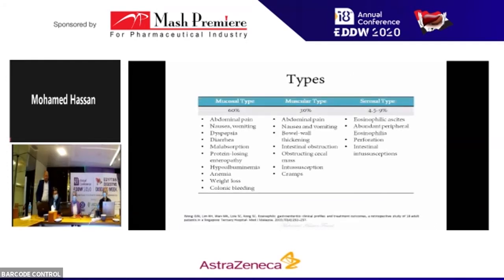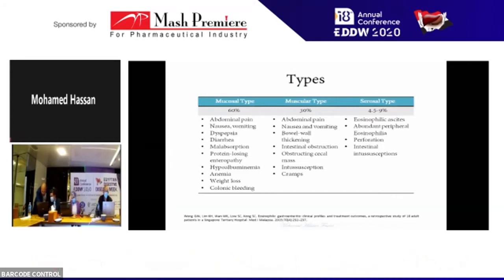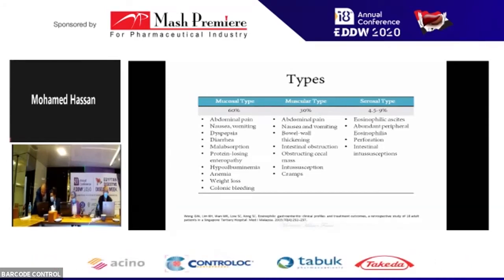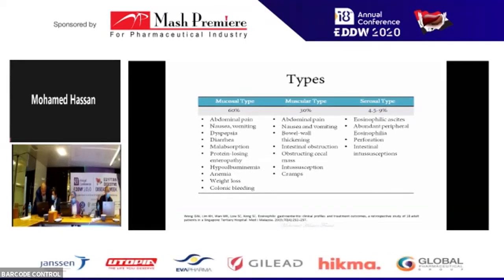We have three types of eosinophilic gastroenteritis. The first type is the mucosal type, which affects the mucosa. It's the most common type and it represents 60% of cases of eosinophilic gastroenteritis. Usually presents with abdominal pain, nausea, vomiting, and malabsorption features. Those include hypoalbuminemia, anemia, weight loss, and sometimes there might be colonic bleeding.